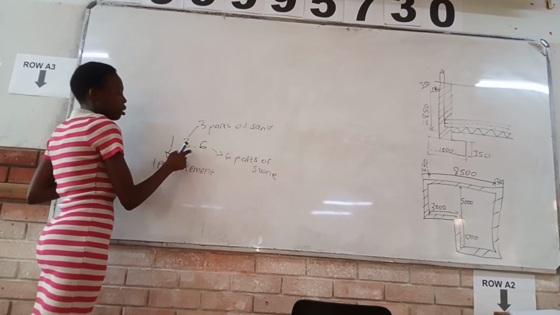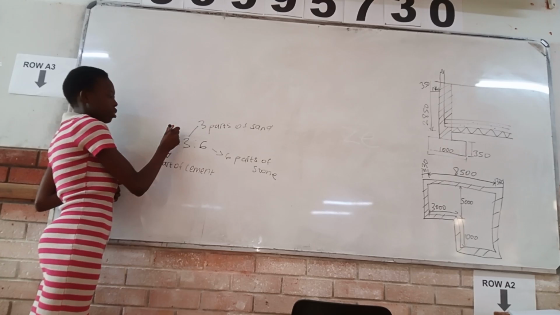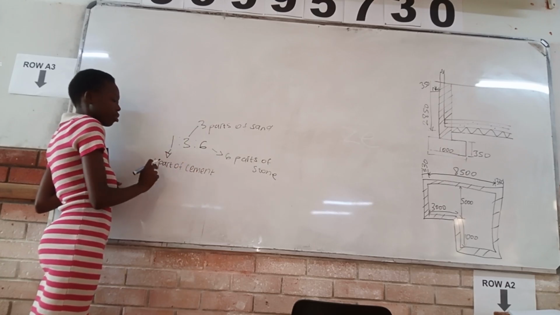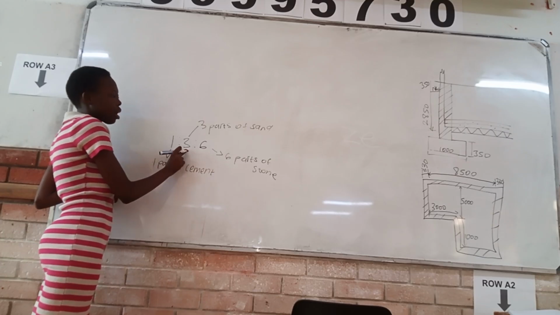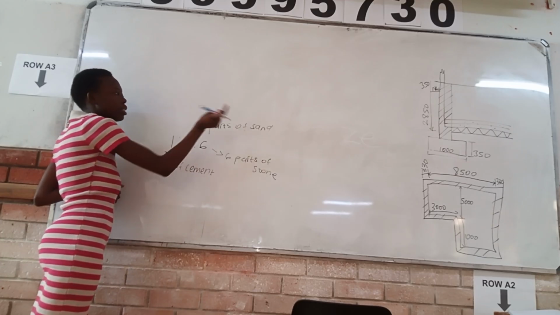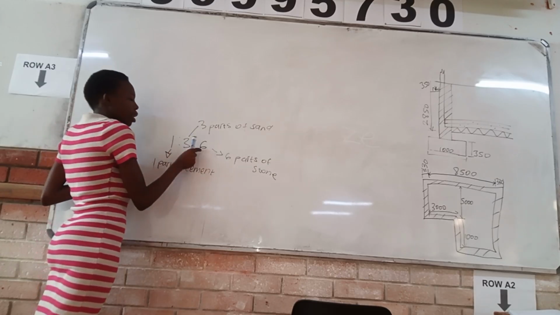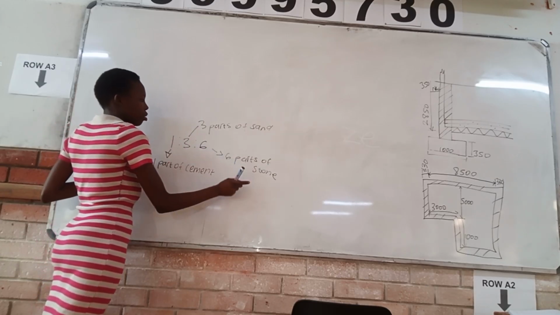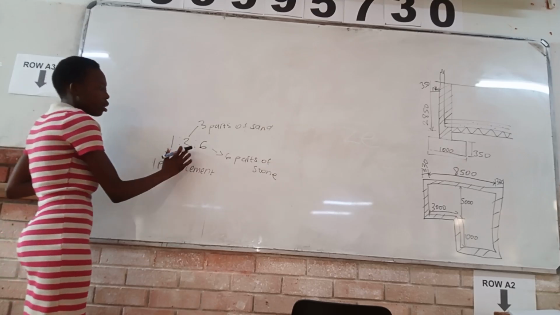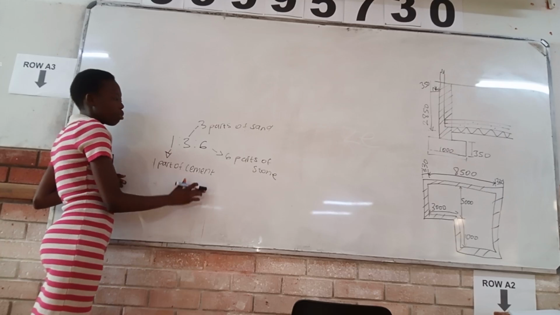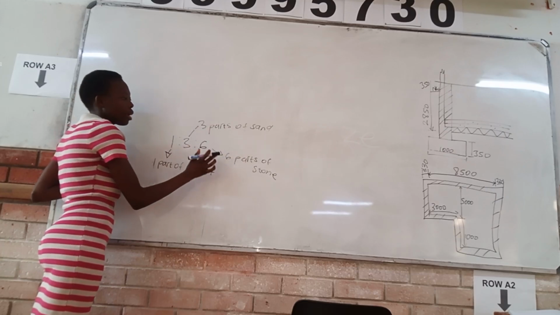So in 1 is to 3 is to 6, the first one is cement. So if you get 1, it is 1 part of cement. The next number, 3, is sand, so it's 3 parts of sand. And then the last one is 6 parts of stone. If the question comes, 1 part of cement, 3 parts of sand, 6 parts of stone.